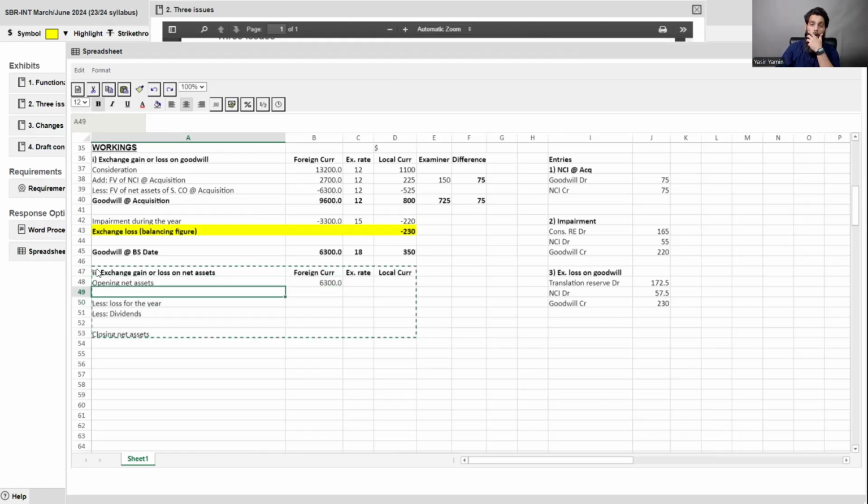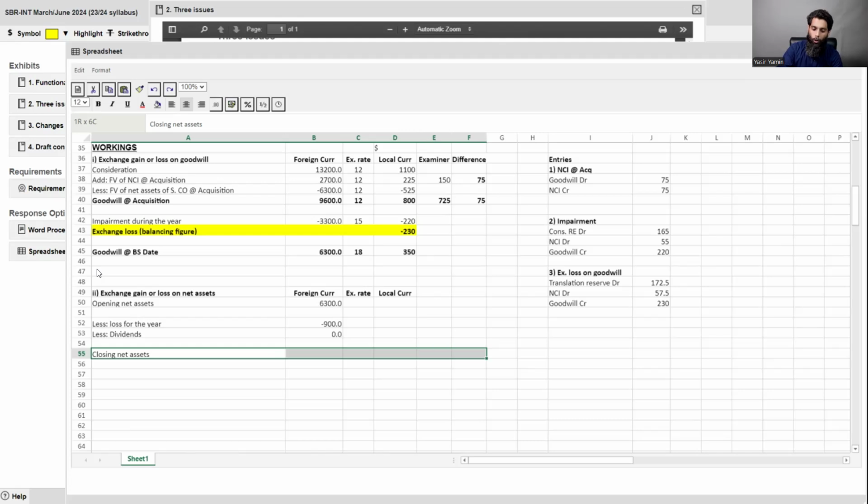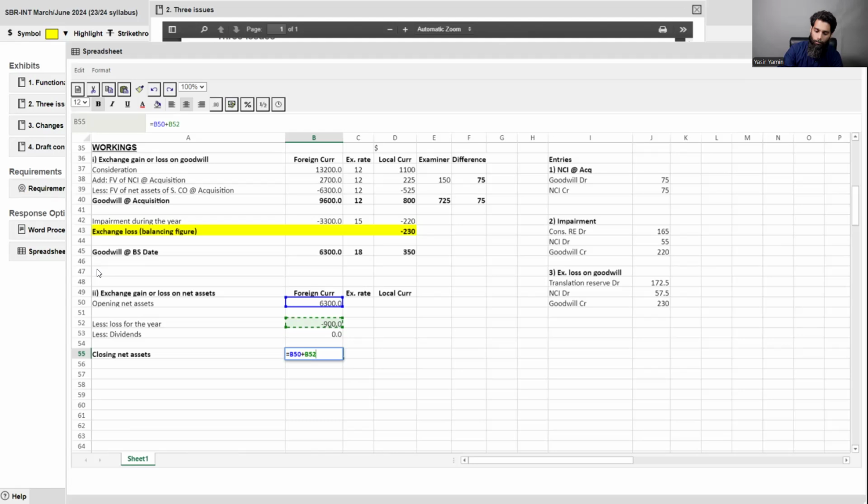Then we made a loss for the year of 900. Remember, the examiner said that there were no dividends paid during the year. Obviously, when you're making a loss, why would you be paying dividends? So your closing net assets would have been calculated as 5,400. That was already known.